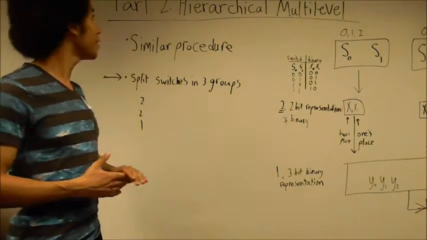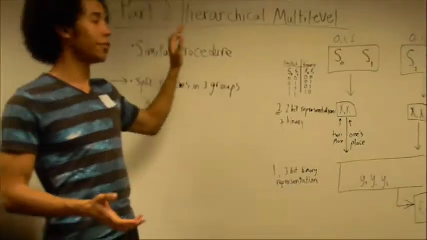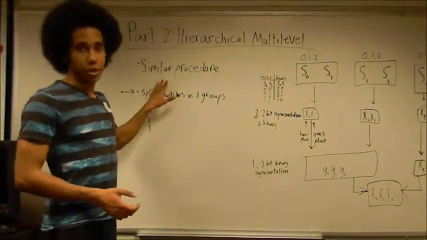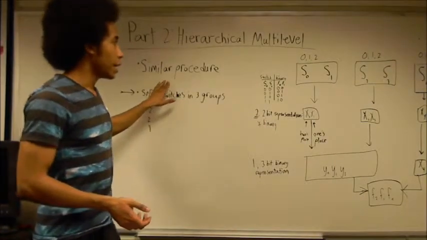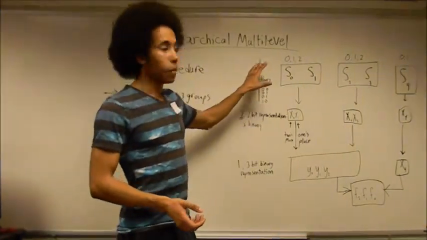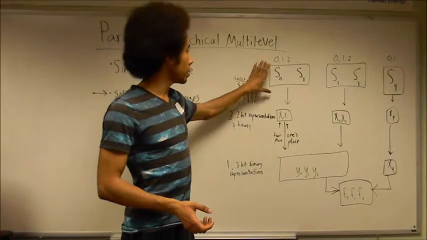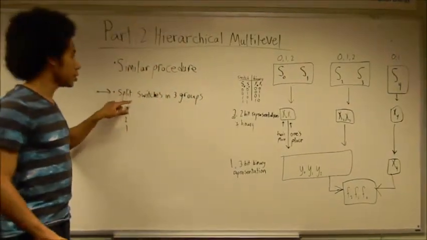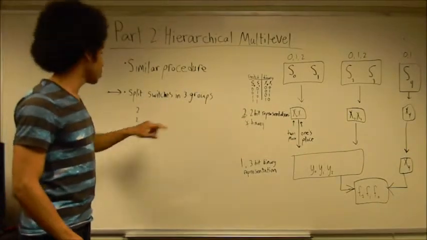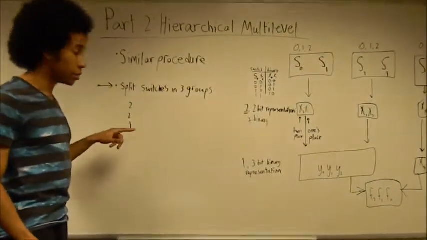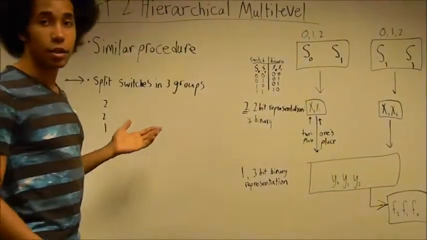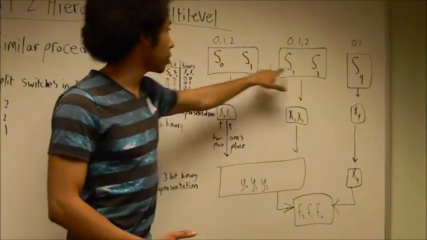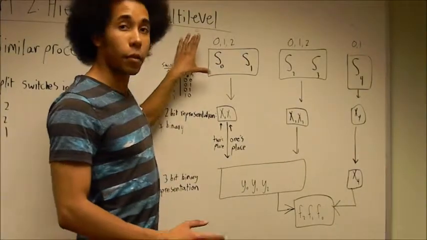Part 2 of the project, the hierarchical multi-level. It's a very similar procedure to the first part, except how we're breaking things apart is quite a bit different. So instead of using all 5 switches, we're going to split it into 3 groups of 2, 2, and 1. You could also do it of 3 and 2, but that's just not the way I did it. So you start off with 5 switches, but we're going to combine them in groups.